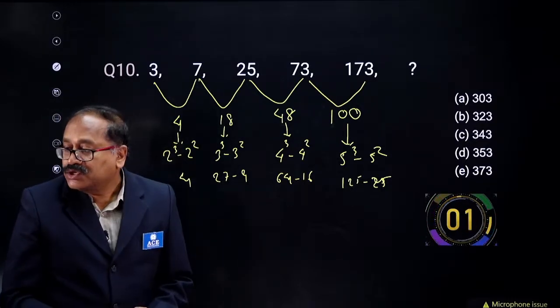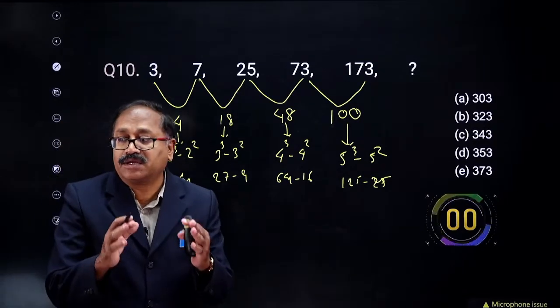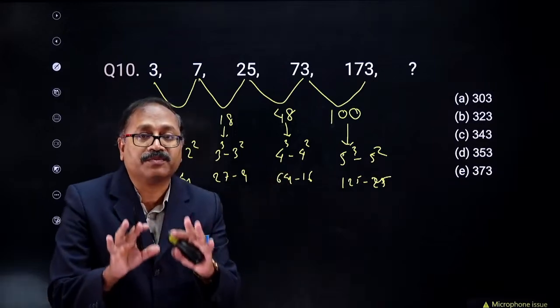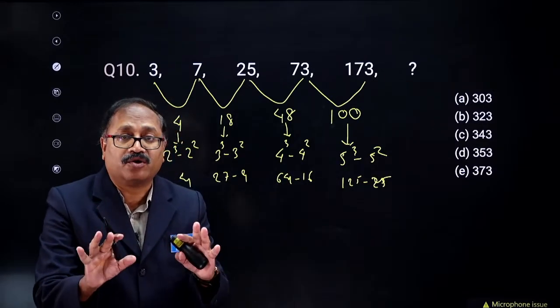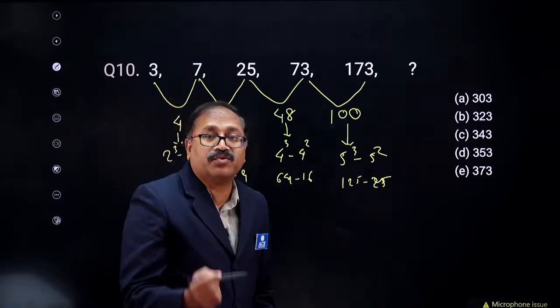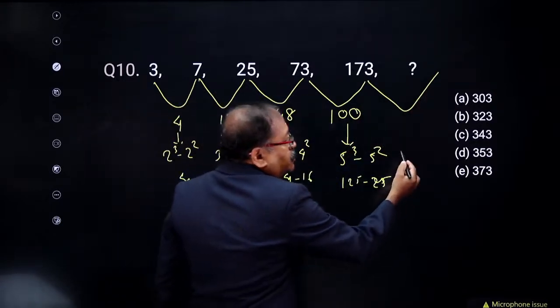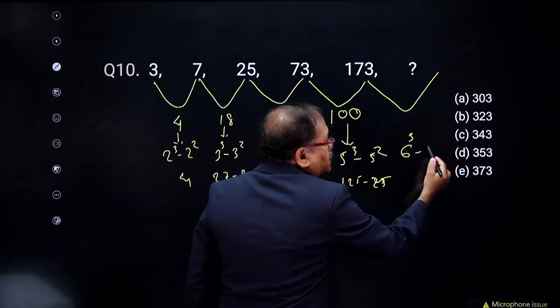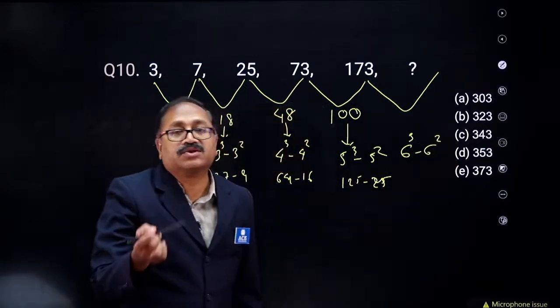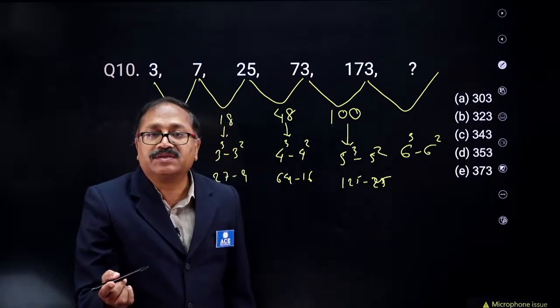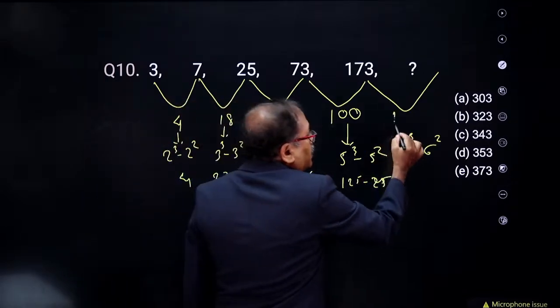Okay. So what is the next? As I said, that is an important question. And when a question of this nature comes, people get stuck. But we will not. We will score and move forward. Now look at from here to here what happens. It should be 6 cube minus 6 square. And I know that 6 cube is 216 and 6 square is 36. The difference is 180. So I can write down this one.